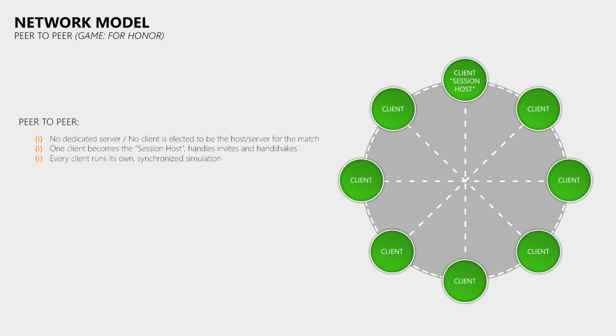Then we got the peer-to-peer network model, which you usually see in 1v1 fighting games. But a recent game that is using this model in game modes with more than 2 players is For Honor. So in this network model we do not have a dedicated server, nor is a client elected to host the match and run the simulation. However, one player is elected to be the session host, which then takes care of invites and handshakes. In For Honor, every client runs its own synchronized simulation and sends its data to every other client. This means that every client is also partially a game server.